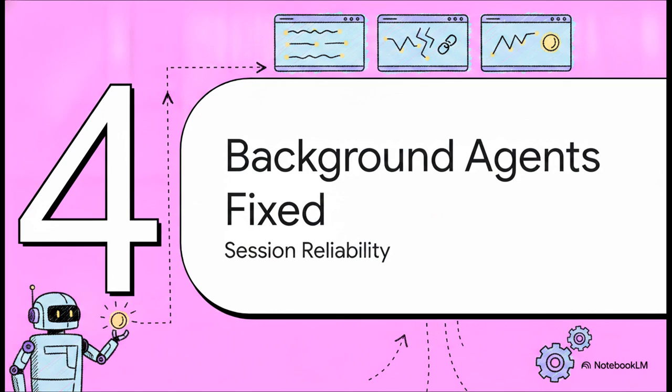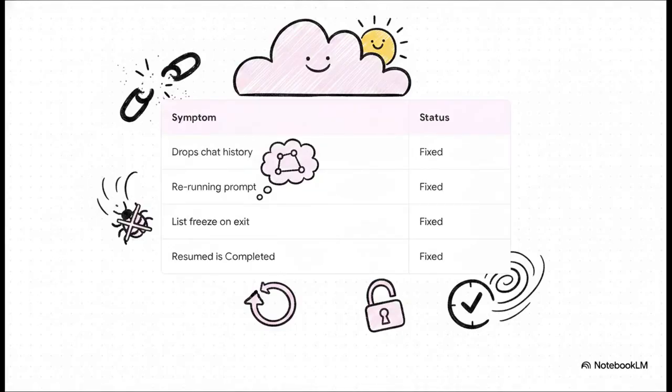Next up is Section 4, background agents fixed, restoring session reliability. Let me just speak directly to the developer pain right here. There is literally nothing quite as soul-crushing as returning to your terminal after grabbing a coffee, only to find your background agent has completely dropped all your hard-earned context. It's the worst. Fortunately, this version totally squashes these specific bugs.